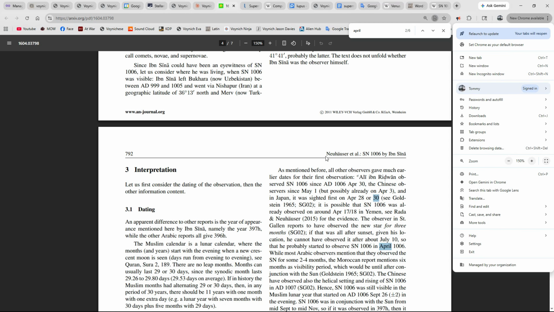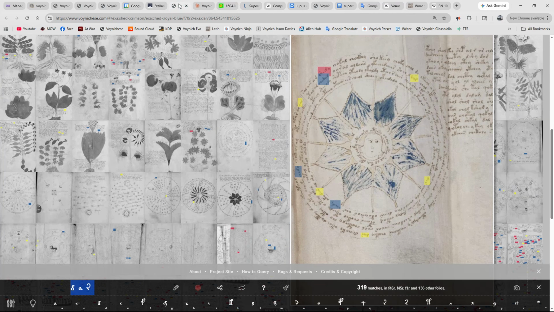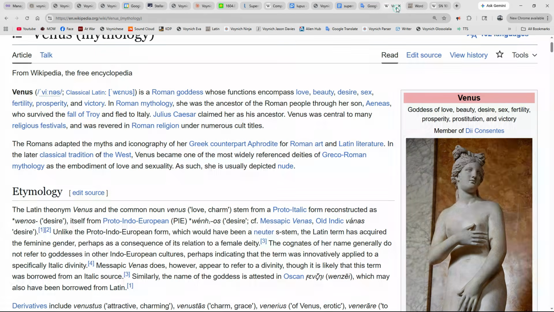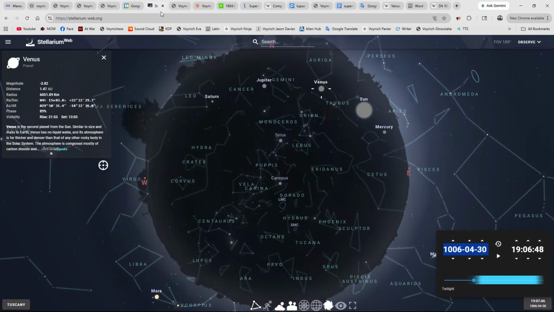So this is quite the puzzle. You look to the south of the eyes at Venus. So Venus is a goddess of love and beauty. So let's look at Stellarium web for April 30th, 1006.